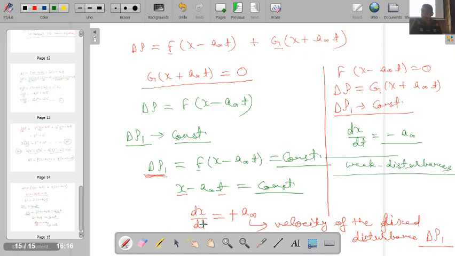So this solution tells us that a fixed disturbance will travel with velocity either a infinity or minus a infinity. This is applicable for weak disturbances where the magnitudes of delta rho and delta v are very, very small. Because if these are finite, then the terms which we made equal to 0 cannot be made equal to 0, and our equations will be non-linear. So this analysis is only for waves of weak strength, and our sound waves come under the category of weak waves. Whatever disturbances travel in sound waves are nothing but weak waves.